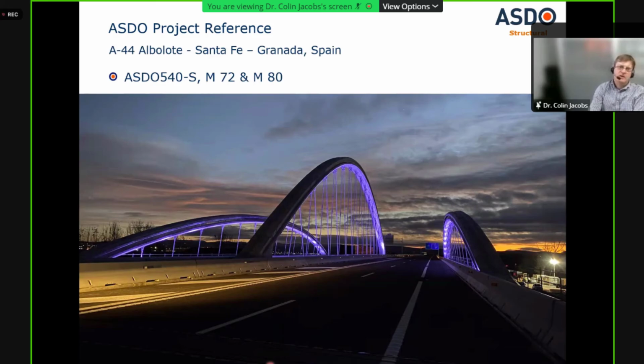This is a job supplied in Spain. This is via our partner VSL in Spain. Again, what I like about these bridges is the elegant nature of these. This is on part of the new Sierra Nevada motorway. And so it's just for relieving really the congestion around the town.